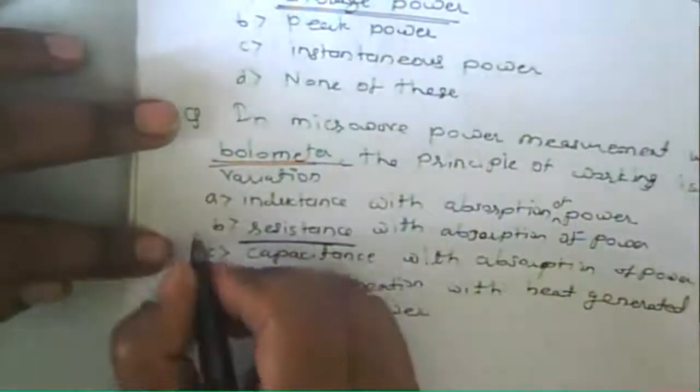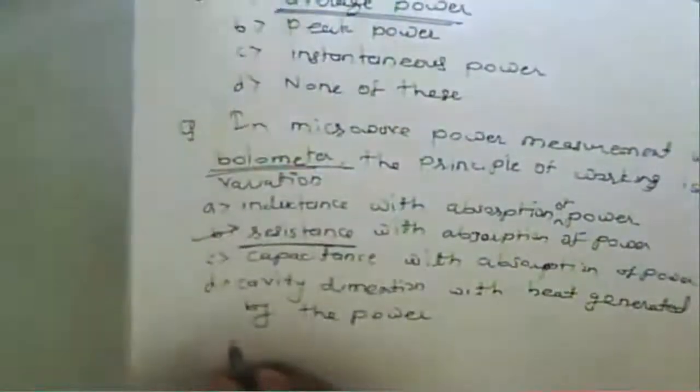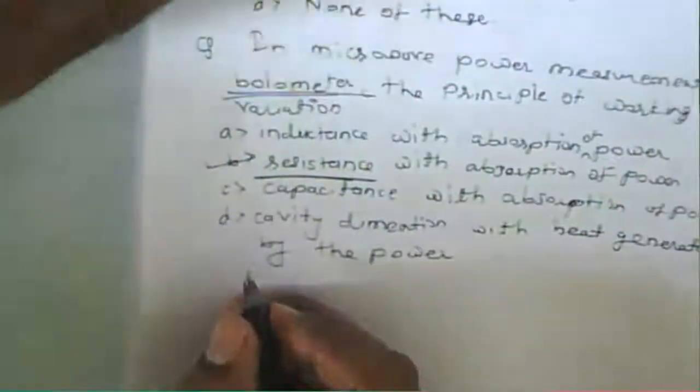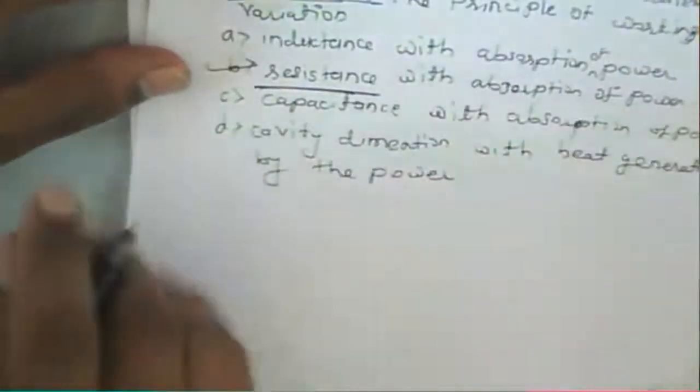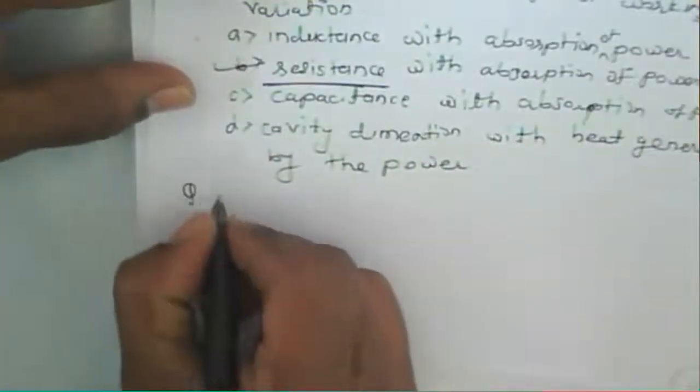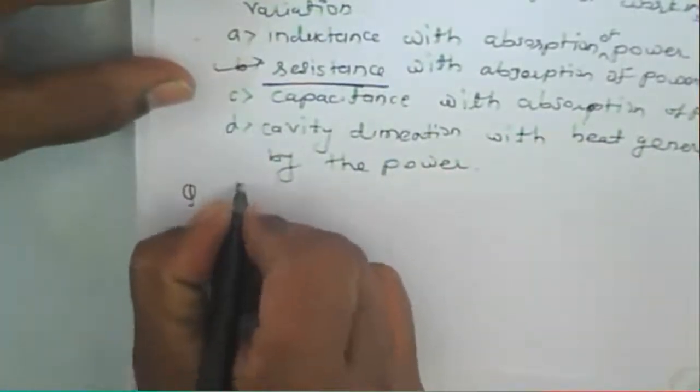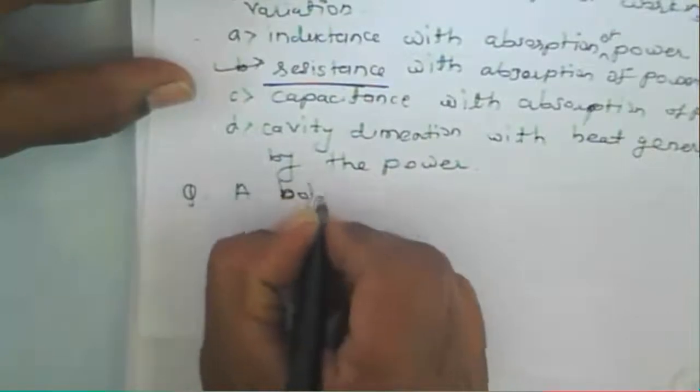Okay, someone says correct. Okay, it has a resistance. Whatever the bolometer we say, that is about resistance with the absorption of the power. That answer is B. It is the correct one. Okay, resistance with the absorption of the power.